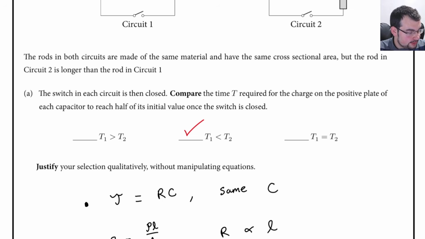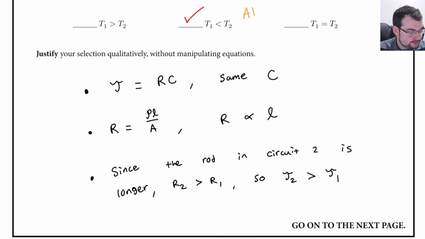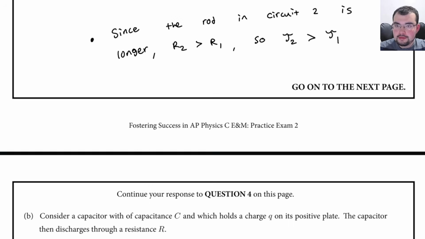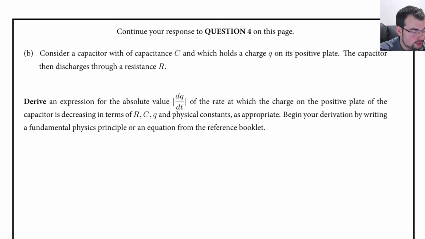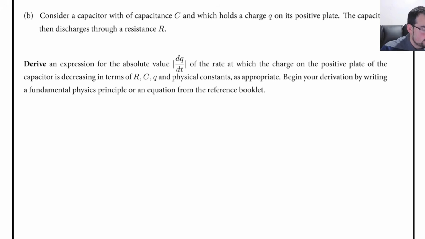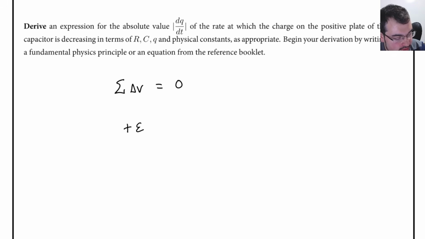So you got a point for the checkbox, a point for relating to RC, and a point for saying resistance increases with length. Then we have our derivation. Derive an expression for the rate dq/dt at which charge is decreasing initially, or just when the charge on one of the plates is Q. So dq/dt, RC circuits, we should be thinking loop rule, so we can do the sum of the delta V's is equal to 0. I always say you should start with a battery term, and then we remember we don't have one. So this is a circuit with a resistor and a capacitor.